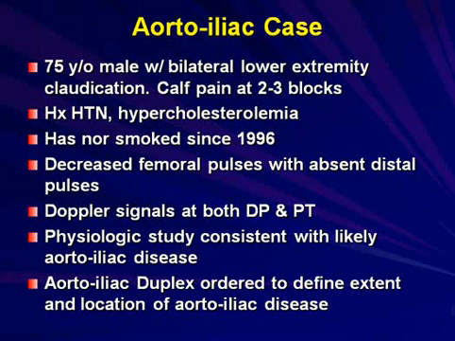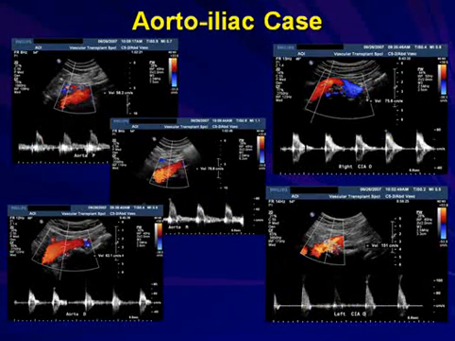The study was prompted by decreased femoral pulses with absent distal pulses, although he had patent Doppler signals at both the DP and PT. He did undergo a physiologic study that showed likely aortoiliac disease, and an aortoiliac duplex was ordered to define the extent of this disease.